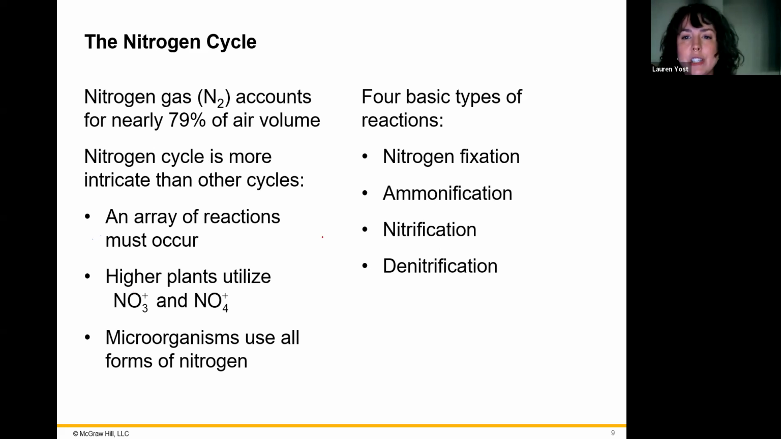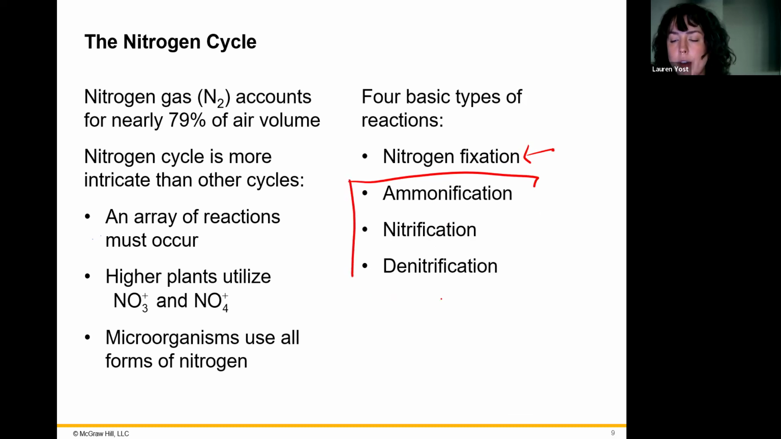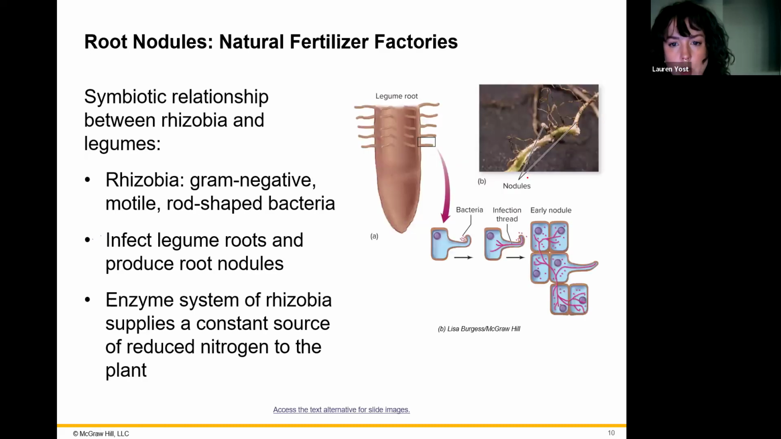Next is the nitrogen cycle. Here we're talking about nitrogen fixation, so let's put nitrogen into more usable molecules. The ones I typically talk about are ammonification, nitrification, and denitrification. I am not going to ask you to know the chemical equations or anything. Just know the terms, that these are things in the nitrogen cycle, okay? And how nitrogen is used in life.